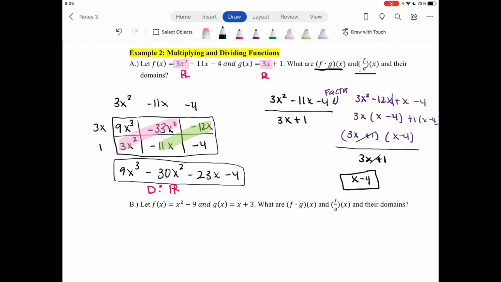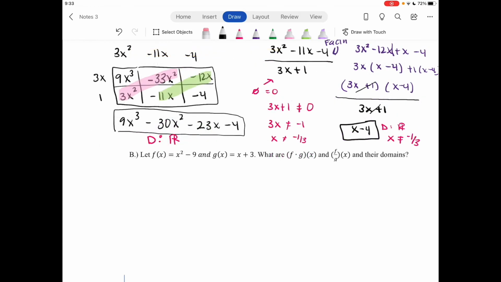Now for the domain, if we look at the original domains, we would say it's all real numbers. But remember that we cannot have the denominator equal to 0. That means we need to take this denominator, 3x plus 1, and we say it cannot be equal to 0, and we'll solve for x to see what value we get. Subtract 1, so we have 3x equals negative 1. Divide, so that means x cannot equal negative 1/3. We can now say that the domain is all real numbers, but x cannot equal negative 1/3. That is the stipulation.